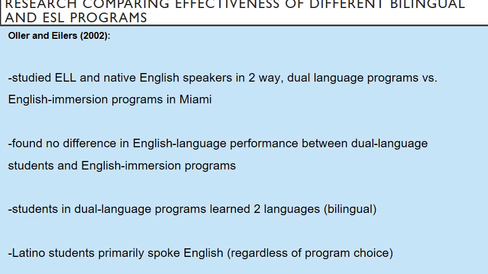A third finding they found was that the Latino students who participated in either program primarily spoke English. So there wasn't an issue of people not learning English just because they had studied in the bilingual program. Instead, they had the same English ability levels in the bilingual program, and also they were still having a preference to the majority language, English.